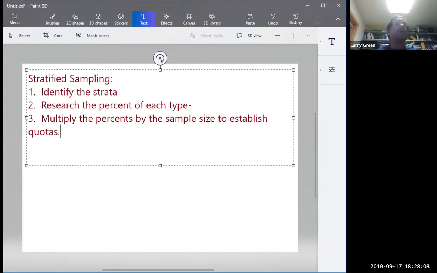Okay, so let's suppose we found out that 58% of people that are registered Democrats are women. By the way, I'm making that up. I have no idea what percent there really are, but it might be something like that. All right, so you take 58% of your sample size.